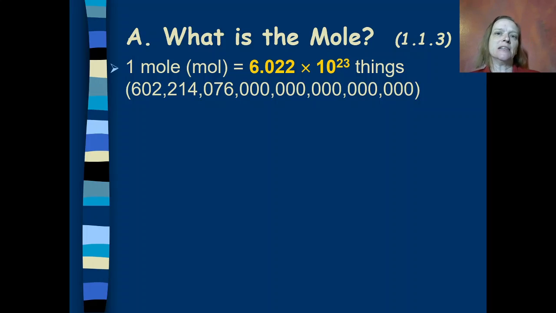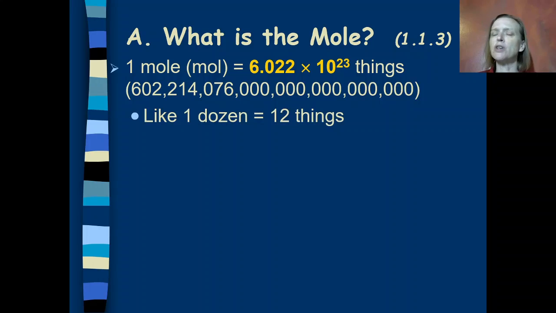A mole is 6.022 times 10 to the 23rd things, and that's over 602 sextillion items. You can see this is a huge number. This is why we use scientific notation to express it, because there are just so many zeros there you'd lose track. So when we use the quantity, the mole, it's like using the word dozen.